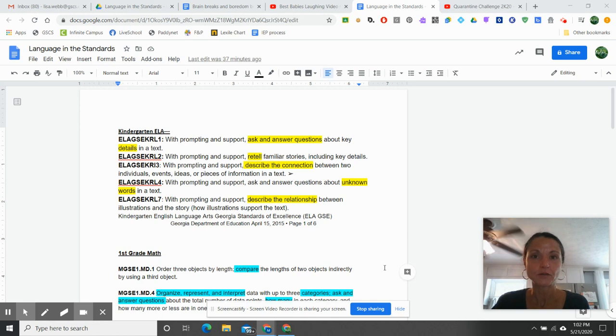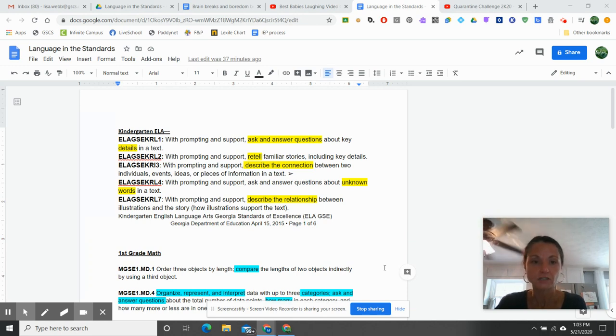The first one I pulled up was a kindergarten ELA language standard. So kindergartners have to ask and answer questions. That starts in kindergarten and goes throughout for the rest of our lives. And this is something that we often work with students on in speech and language. We start out with teaching them to answer what questions, and then where, and when, and who, and why. And we build that skill to the point that they're listening to paragraphs and answering questions. So whenever you see ask and answer questions, that's always a language skill.